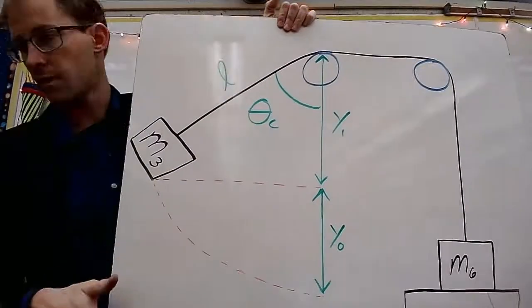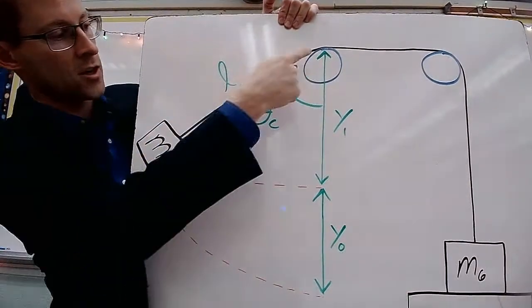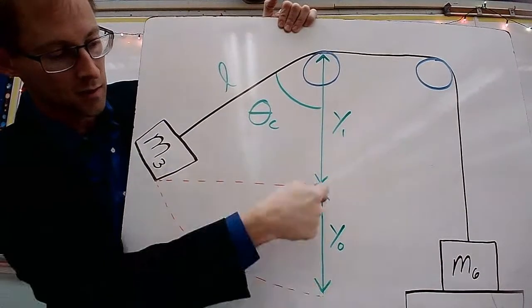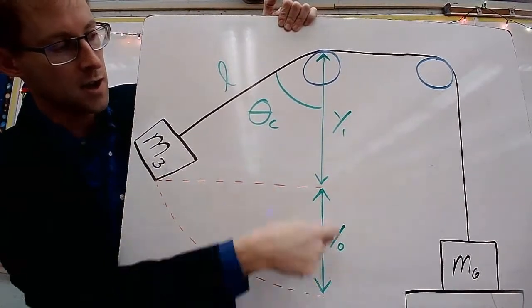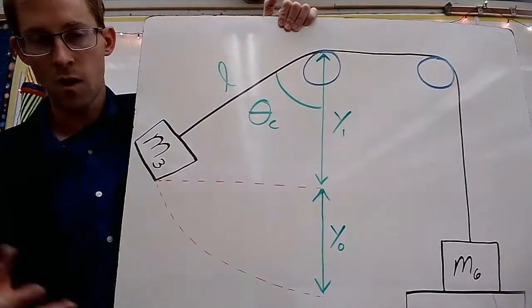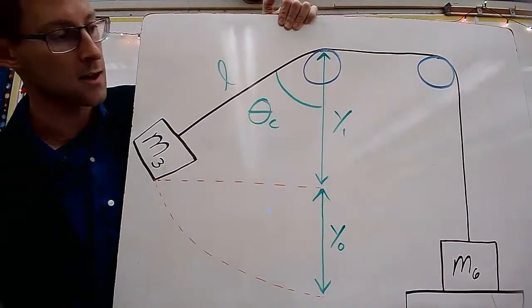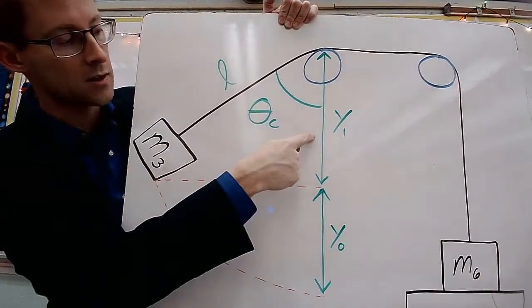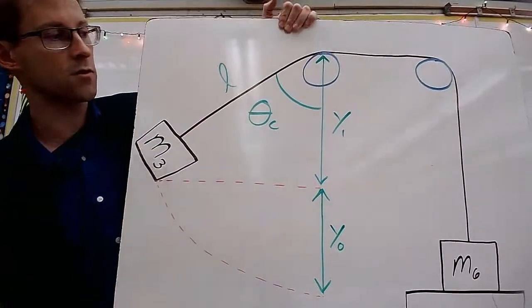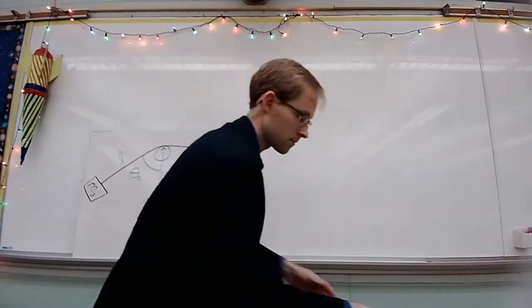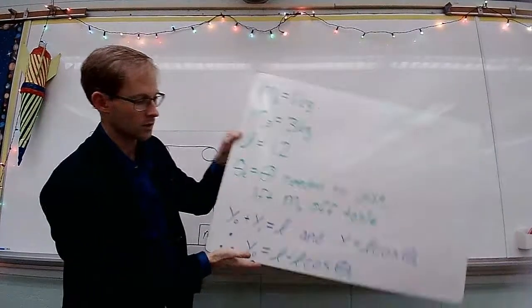Because this string is not changing length, when this swings to the bottom, this height plus this height will be equal to the length of the entire string. That's all that's saying then. This plus that will equal the length of the string.